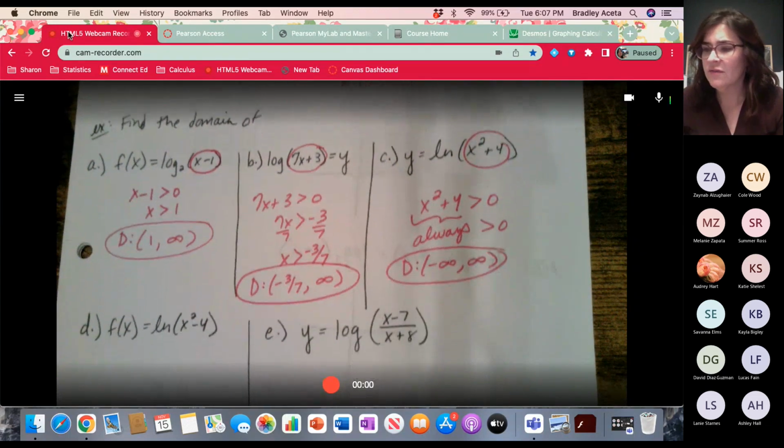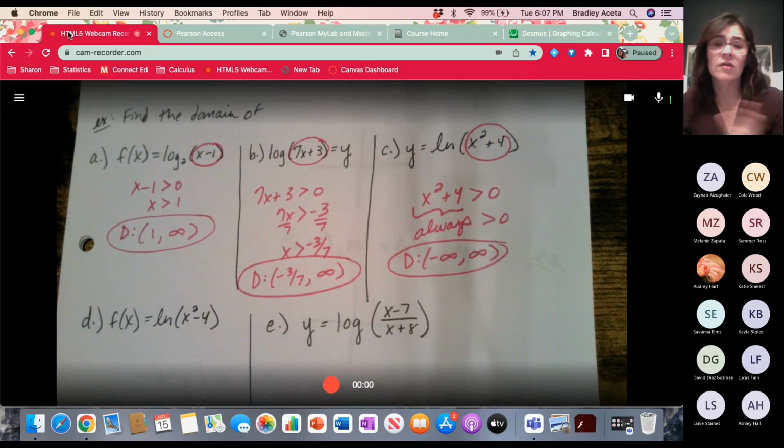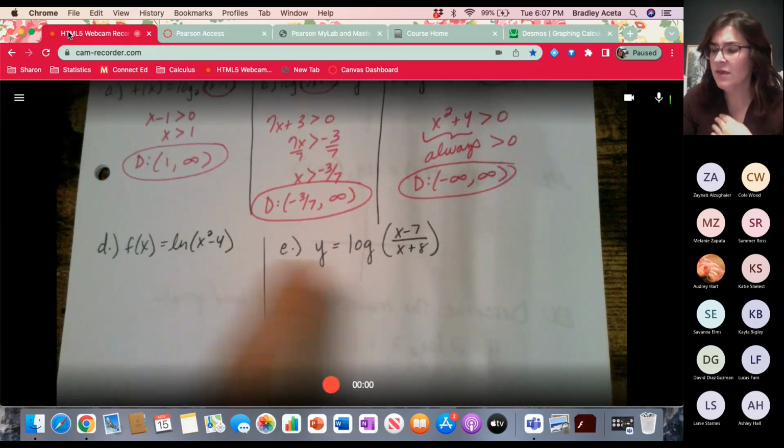So domain is very simple. Just take whatever is next to the ln or the log and make it greater than 0 and solve. And so same things here.